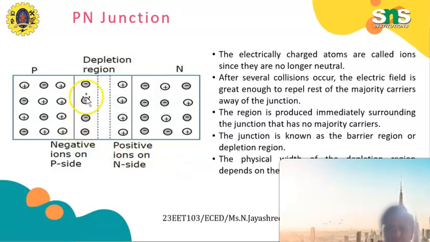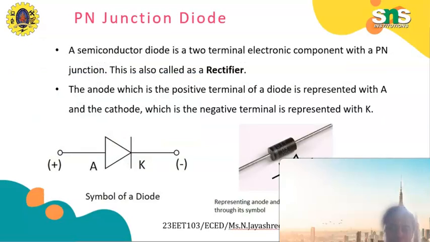Here, let us see the negative ions are represented on the P side, whereas positive ions are represented on the N side. So these excess electrons and holes form the depletion region. This blocks the electric current from the P-type to the N-type. This forms the depletion region.